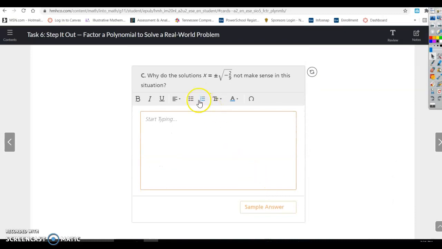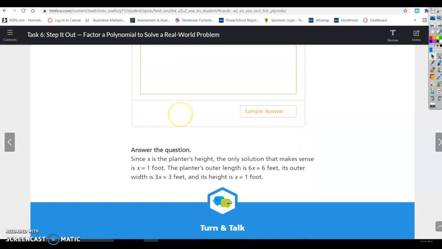Why do the solutions x equals plus or minus the square root of negative 2 over 9 not make sense in this situation? Again, this would be an imaginary solution. So because we're talking about a real world situation like the flower box on the sidewalk, we need length, width, and height to be all real numbers. So an imaginary solution would not make sense.